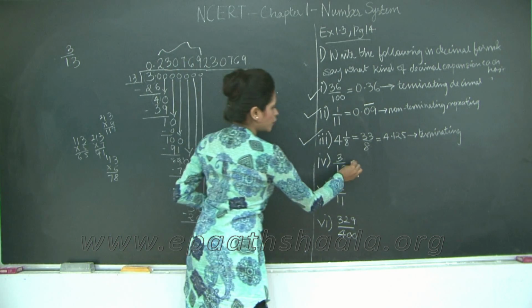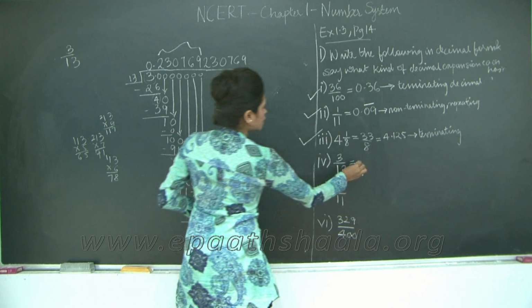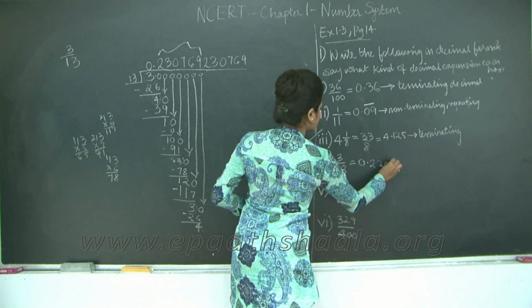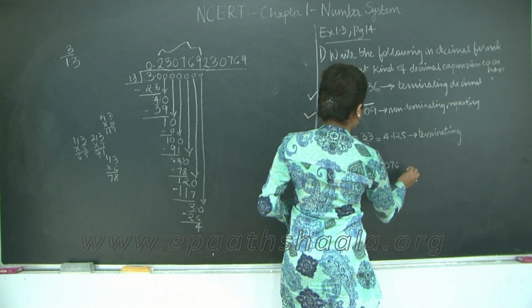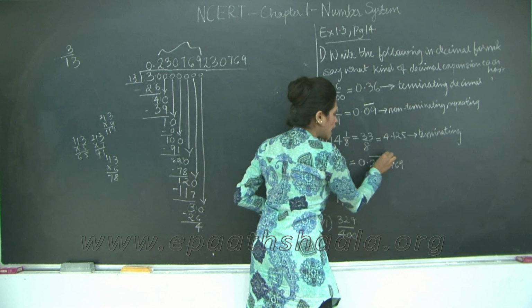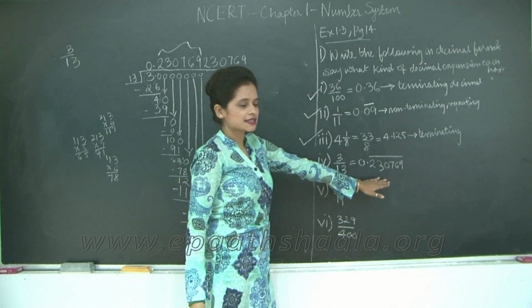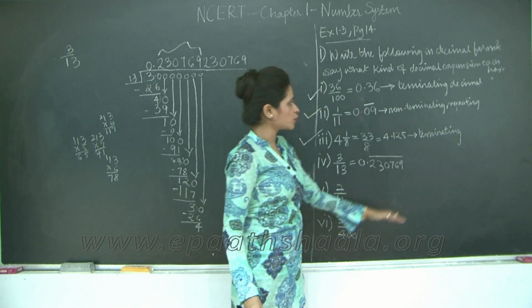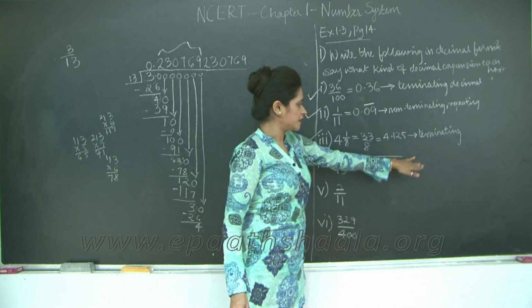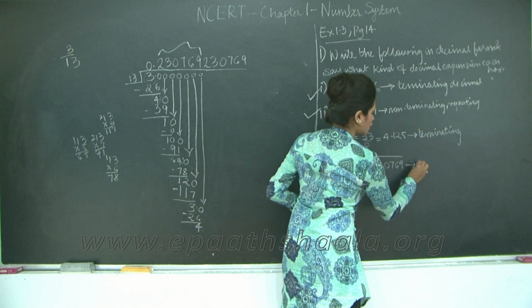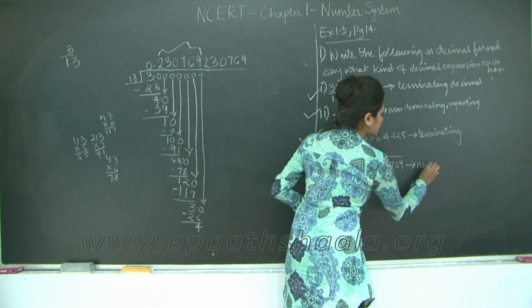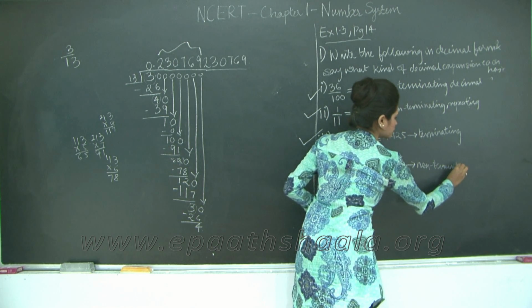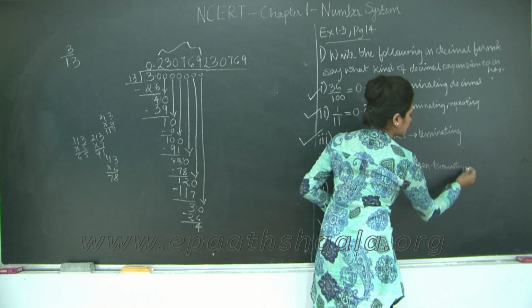So 3 upon 13 is equal to 0.230769, and I put a bar on top of 230769 because these digits are going to repeat, which means my decimal expansion would be non-terminating and repeating. So this is non-terminating and repeating.